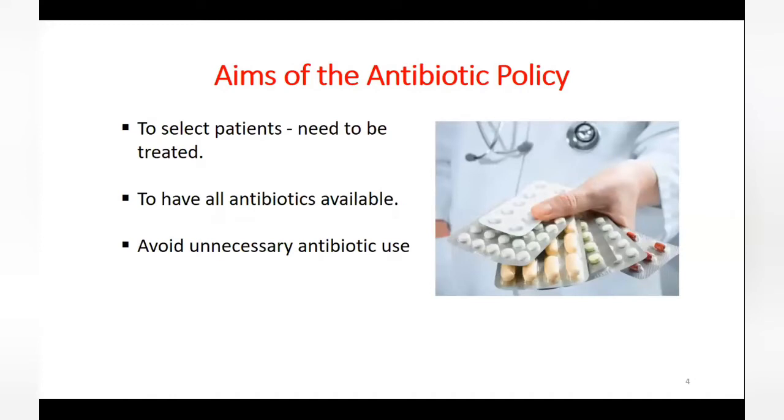Now, what is the aim of this antibiotic policy? The first aim is to select the patients who need to be treated. We often see that patients who are colonized, or patients whose clinical sample is a contaminant, are falsely treated, or higher antibiotics are prescribed when not needed, or antibiotics are prescribed for viral infections and many other causes. So the first aim of the antibiotic policy is to select the patients who really need to be treated.